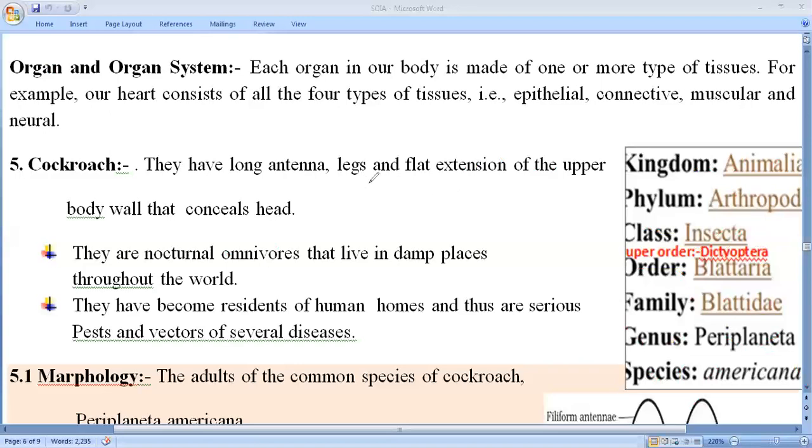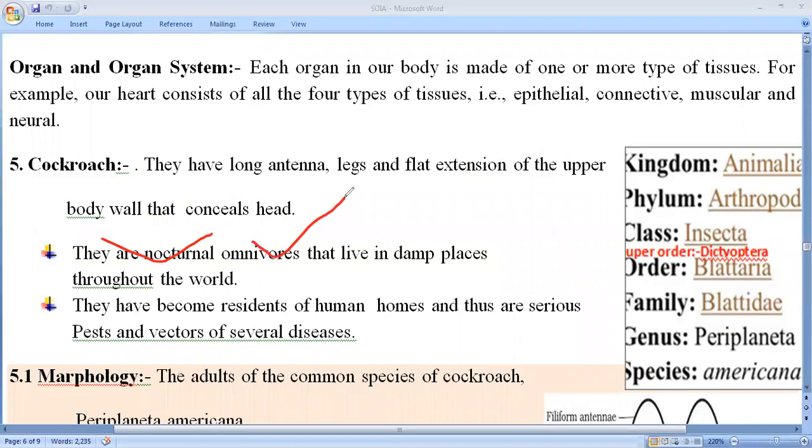Here they also have a flat extension of the upper body wall, in which the head is concealed. Conceal means hide, so their head is hidden. They are nocturnal. Nocturnal means night workers; they generally perform their work at night.